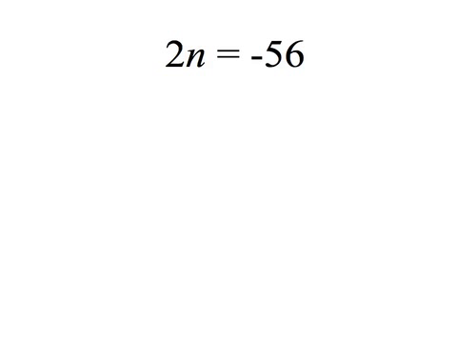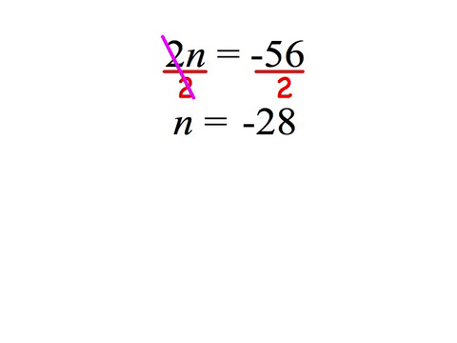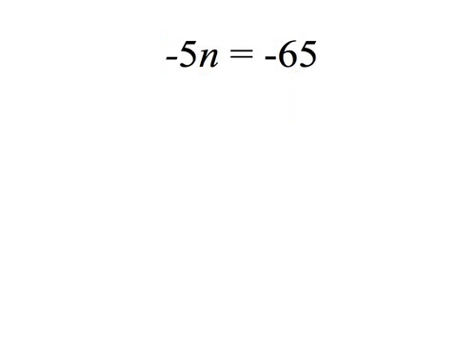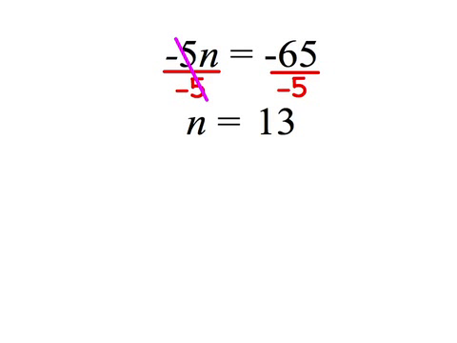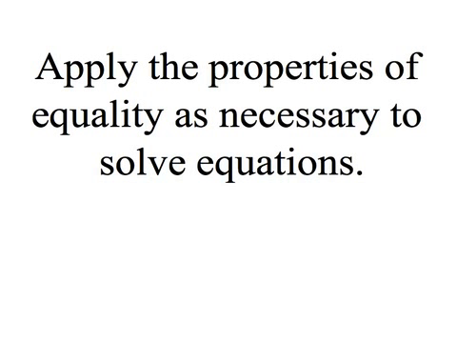We can have a negative in a problem like this. We divide both sides by 2, mark out the 2s because 2 over 2 is 1, and n is equal to -28. The coefficient of the variable can be negative. Now we're dividing both sides by a negative number, but we know the rules. -5 over -5 is 1, and n is equal to 13. To summarize, apply the properties of equality as necessary to solve equations.